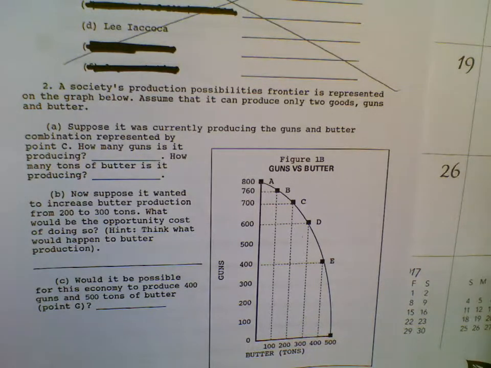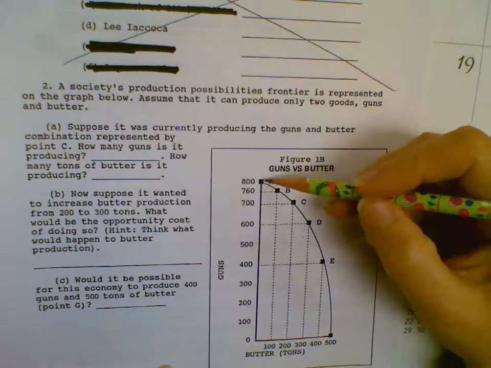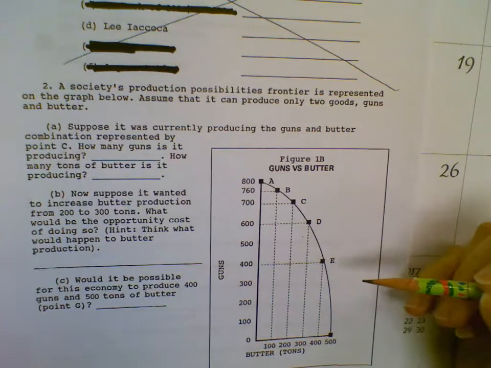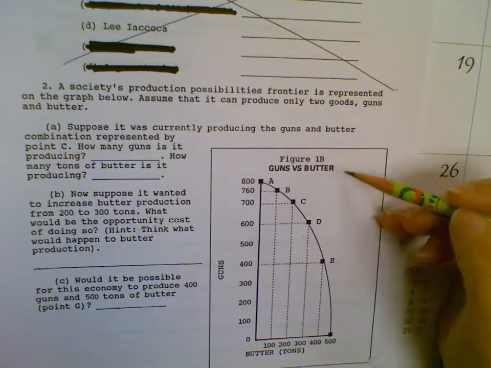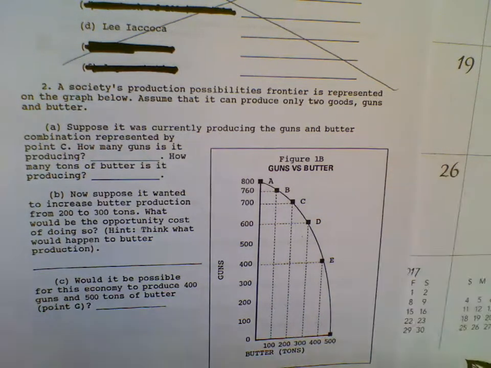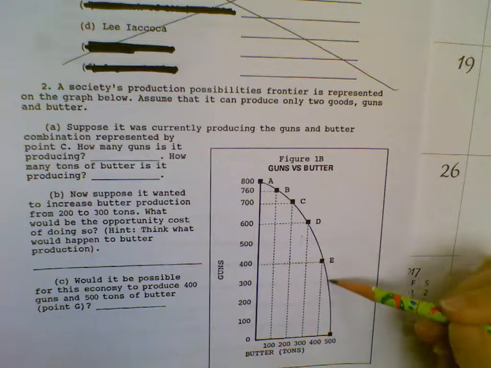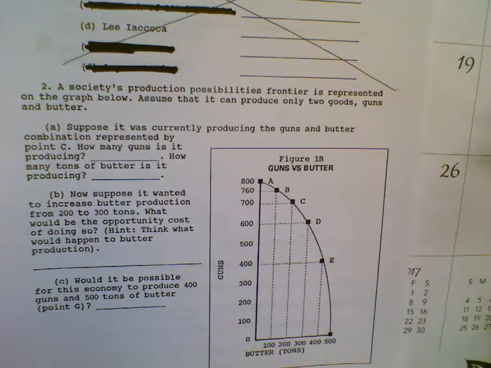So number 2, it says a society's production possibilities frontier is represented on the graph below, assuming that it can produce only 2 goods, guns and butter. So you should have watched the video and you should understand that what we're looking at is all the opportunities of making just 2 products in our economy, and so in this case, guns and butter. And these are all of the various combinations that can be produced if we are using all of our resources. And we haven't talked about specifically what all those resources are, and that's okay.